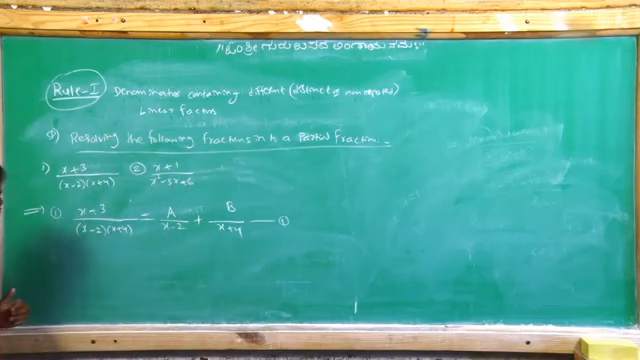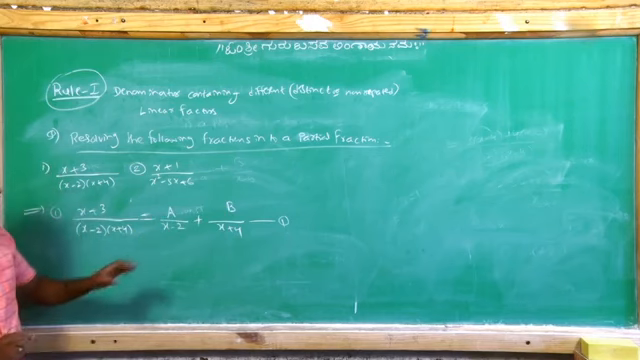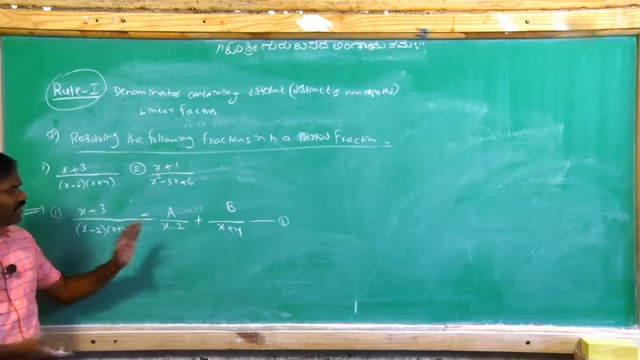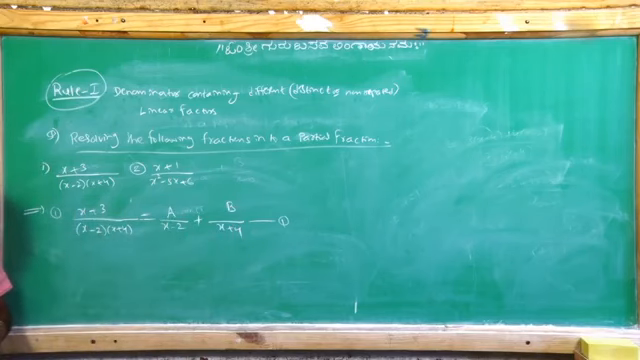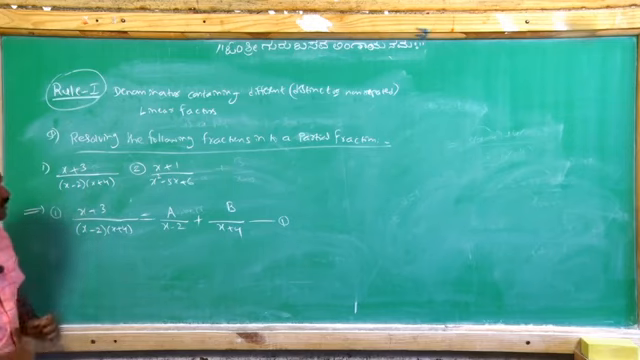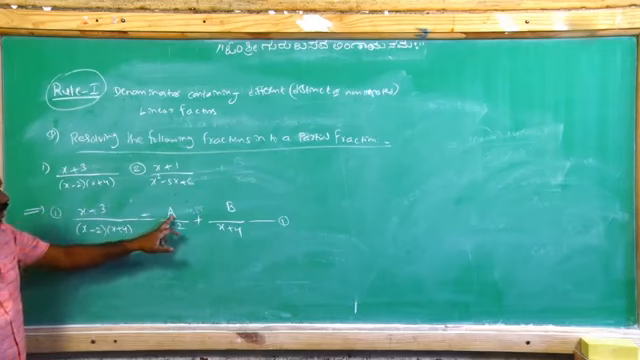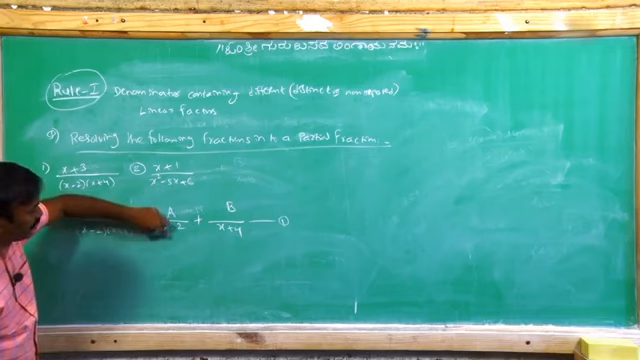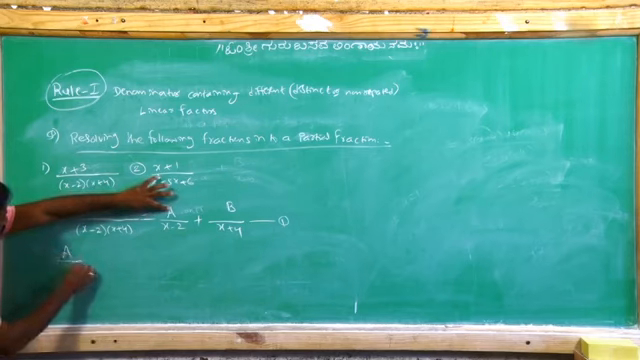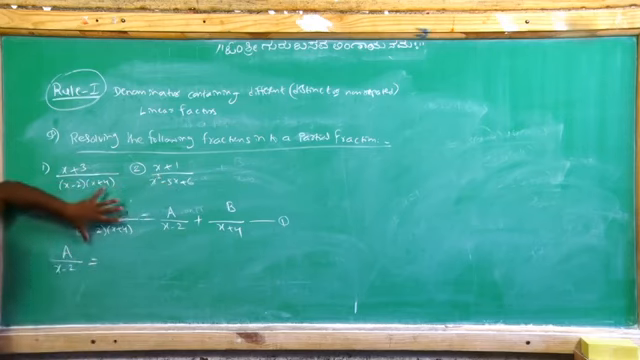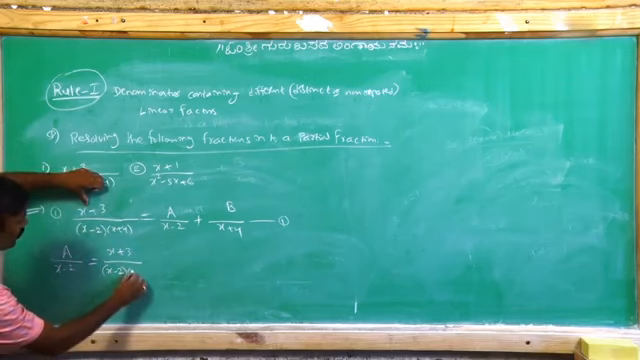Okay. To find the values of a and b, we can use 2 methods. First method: take the LCM. There is another easy method to find the values of a and b. To find the a value, only take the first term, the term containing a, which is a by x minus 2. The LHS stays as it is: x plus 3 by (x minus 2)(x plus 4).